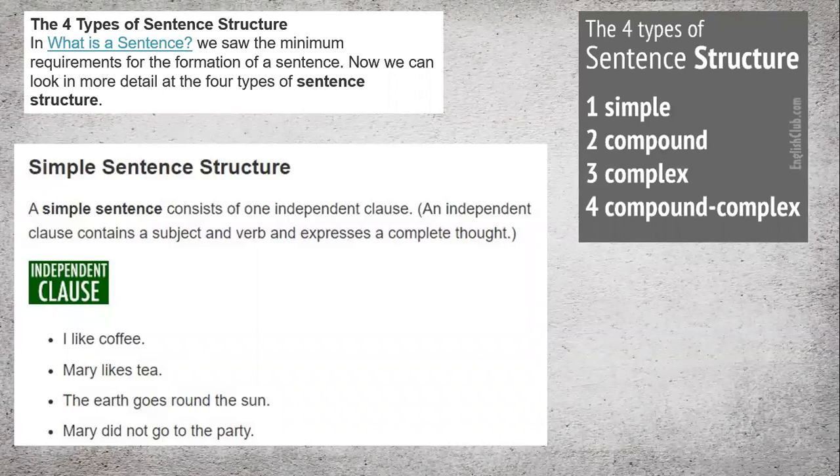Okay, so moving on. So there's 4 types of sentences, right? There's sentence structures. What is a sentence? We saw there's minimal requirements for formation of sentences. Now we're going to look at more detail. So simple sentences. Simple sentences are the ones when we first learn how to read. These are the ones we learn.